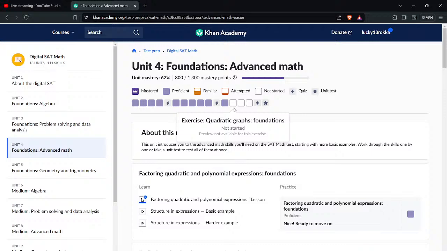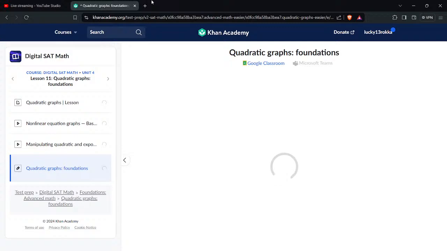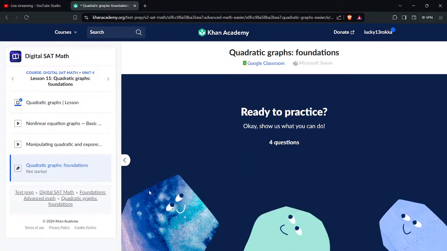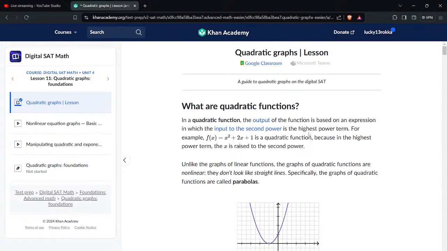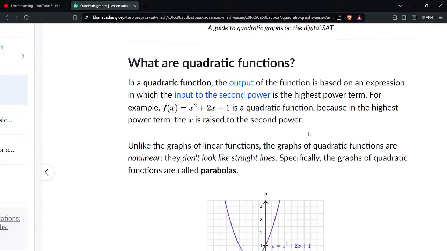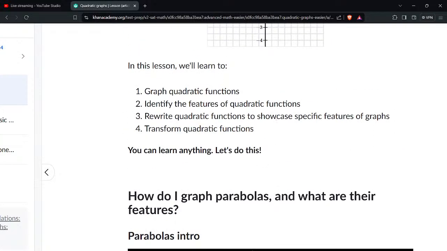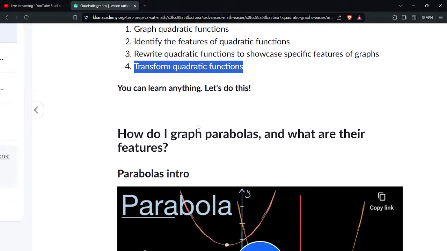So I know that's study, I guess. Quadratic graphs, notations. Functions are called parabolas, graphs, transform quadratic functions. Yes, the transformation. I think I'll need some time in the transformation part.